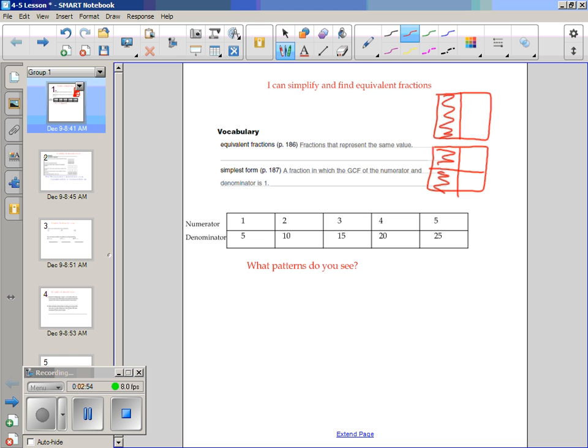So what I want you to do right now in your notebooks is this. Here I have some equivalent fractions. I have a numerator on top. Here's all the numerators. Here's all the denominators on the bottom. Okay? I want you to just list what patterns do you see. I'm going to give you a few moments, and then we're going to talk about them. What patterns do you see? All right, who can tell me one pattern that they see? Go ahead.